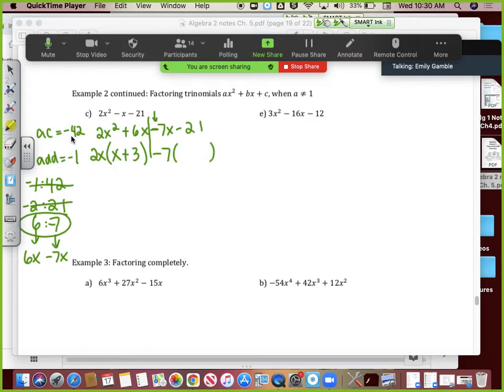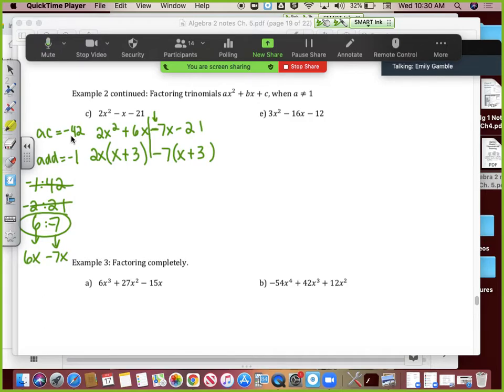So the common factor for the right-hand side would be a negative 7. Negative 7 times x is negative 7x, and then this would have to be a plus 3 in order to get the negative 21. Negative 7 times 3 is negative 21. If you factored out a positive number, then you wouldn't get the same answer as x plus 3 and x plus 3, and you need that in order to factor it completely.